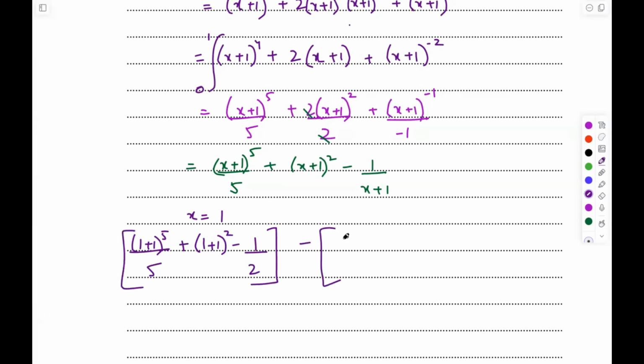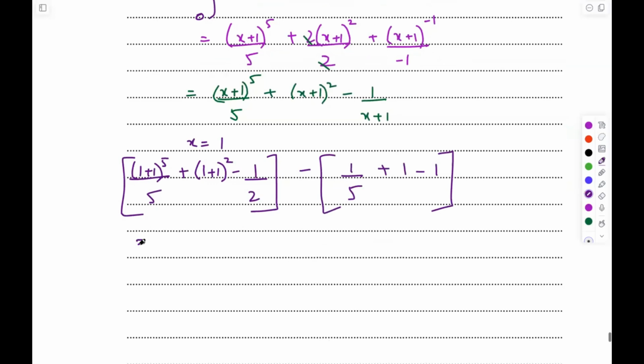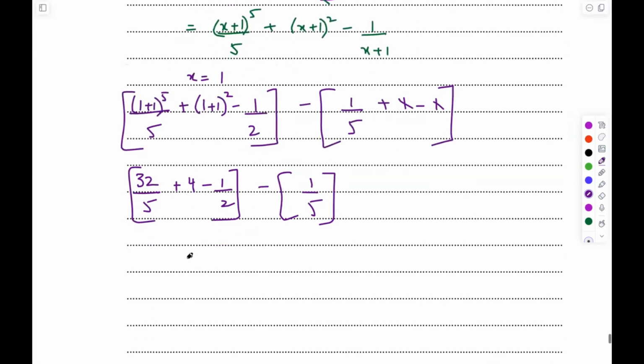So this will become 0 plus 1, so this will become 1 upon 5, plus (0+1)^2 will become a 1, and this will become minus 1 upon 1, so that will become a minus 1. So 2 to the power 5 is 32. We'll get 32 upon 5 plus 2 squared, which is 4, minus 1 upon 2. And we'll subtract from it, so the 1 and minus 1 will cancel out from the 1 upon 5. Taking the LCM throughout, we'll get the LCM as 10. So 5 will multiply by 2.